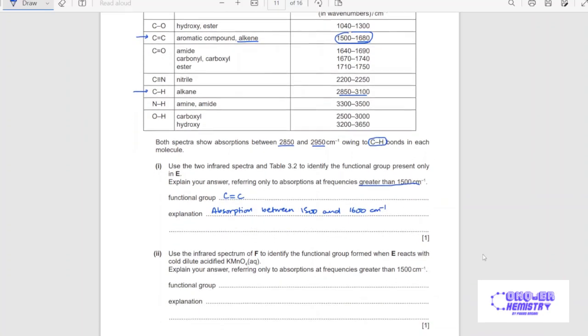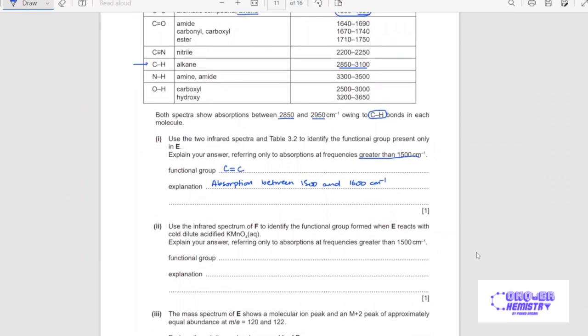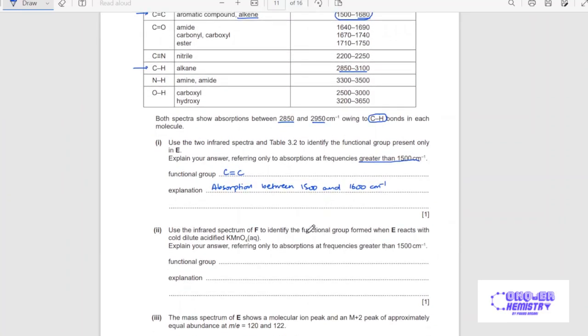Now let's look at the same thing for compound F. All right. So we have to identify the functional group in compound F this time.